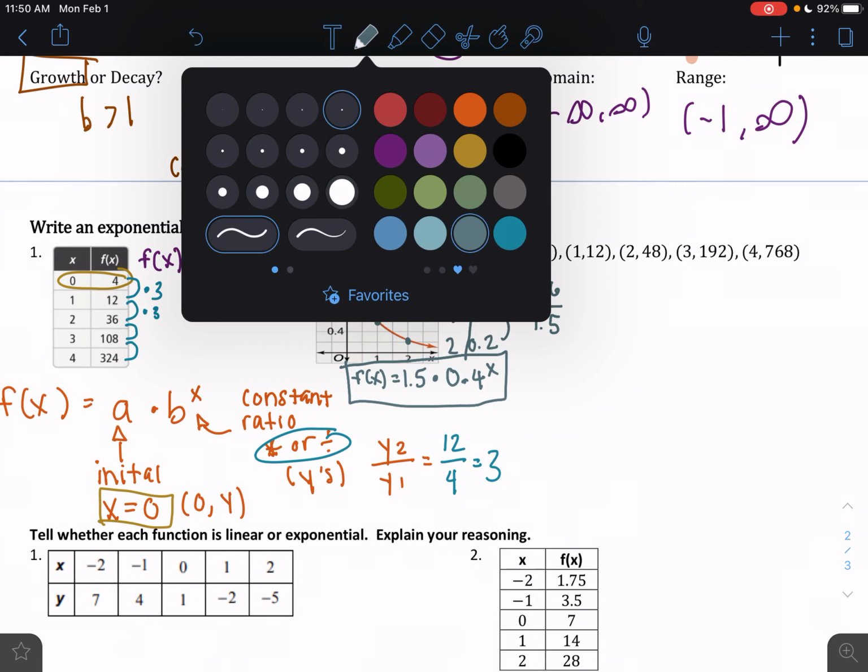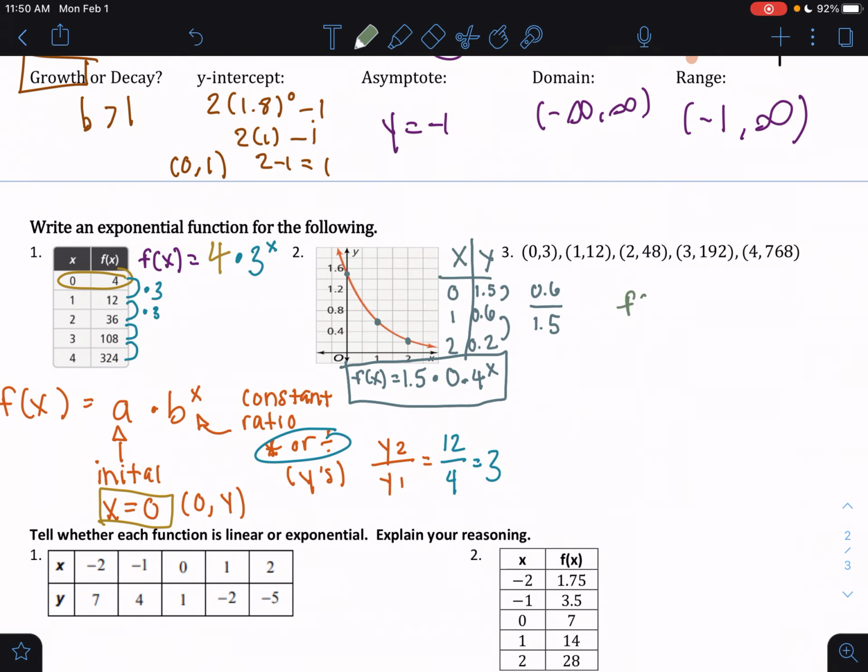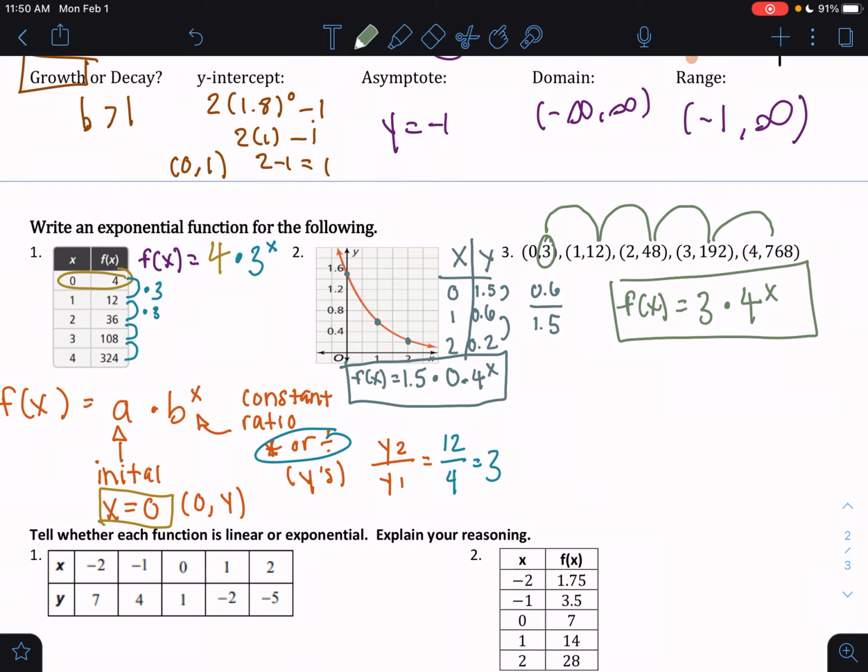Let's go on to our last one, number 3. So f of x equals a is 3. Remember, it's when x equals 0. And what are we multiplying each time to get from 3 to 12, 12 to 48, and so on? We multiply by 4 each time, so 4 to the x. And that is our equation for that one.